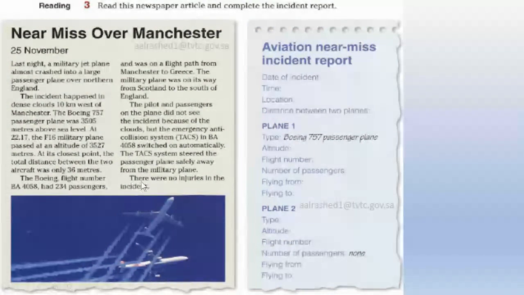In conclusion, how many casualties or injuries? There are no casualties. What do you mean by casualty? Death. There are no deaths in this accident, but unfortunately, we had some injuries as a result of that. There were no injuries in the incident.